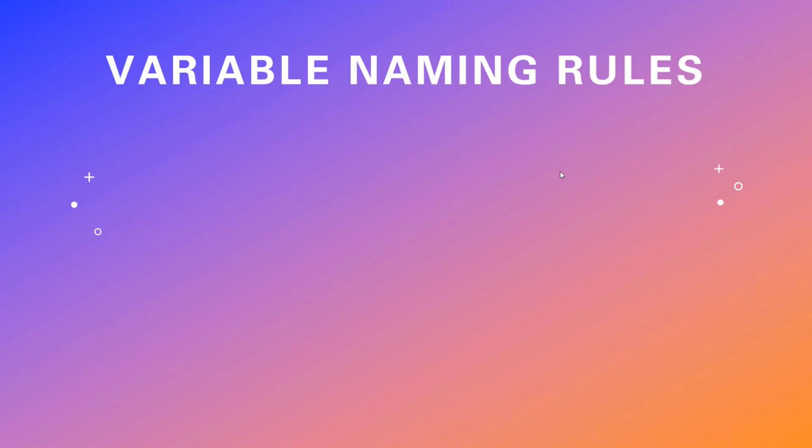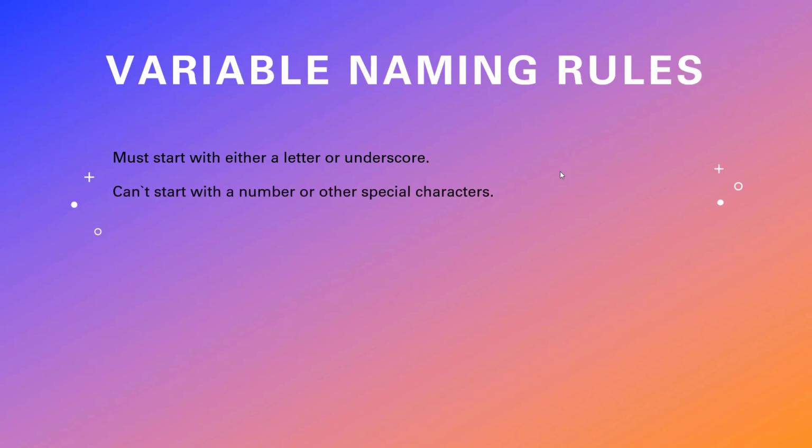There are some rules when naming variables. A variable name must start with either a letter or underscore. It cannot start with a number or other special characters. Also, it cannot be one of the C# keywords like return, break, continue, etc.